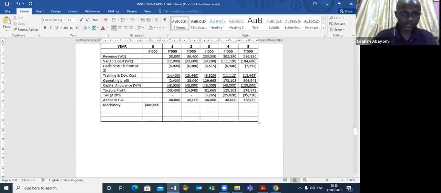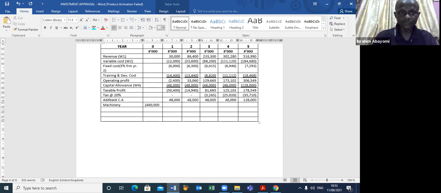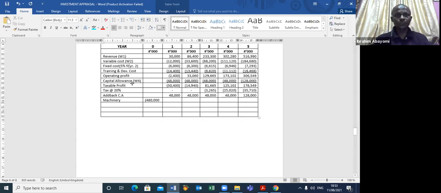This one I can put fixed costs from year 2. Okay, I think it's better this way. So this is our initial outlay. All others will be dash, dash, dash.